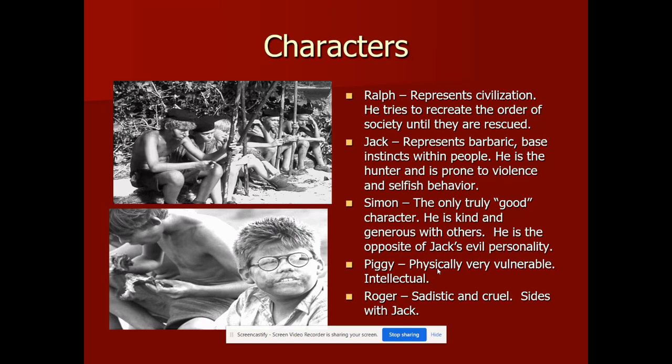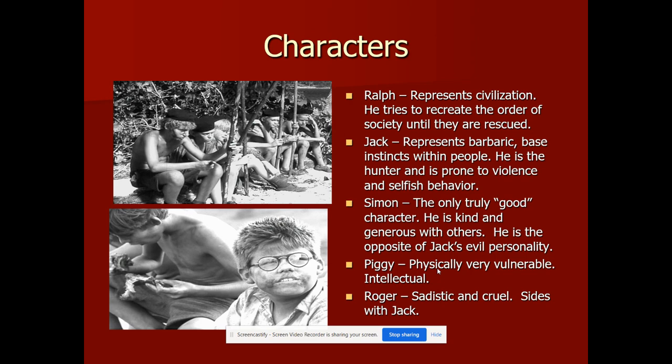Piggy, physically, is very vulnerable. He's overweight. He has asthma. He has very poor eyesight. So he's quite vulnerable on the island when it comes to bullies, but he's also very intellectual. He's the smartest one. He represents science and intellectualism.